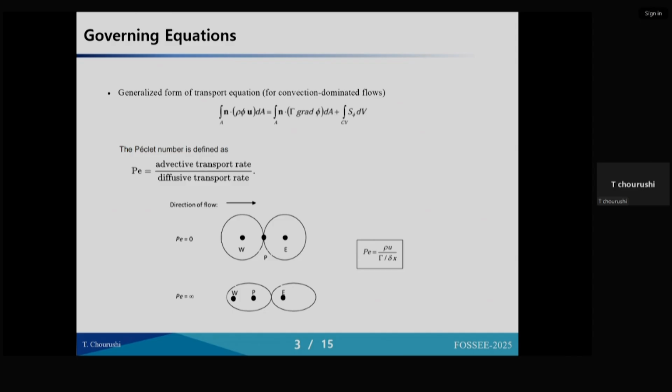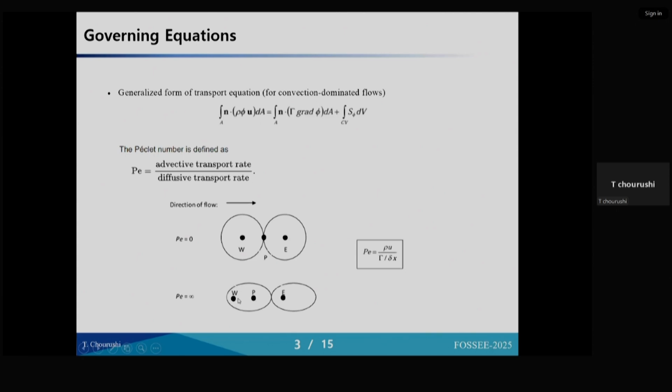And if my scheme is not proper, then what will happen at the east face? So here you can see there are denotations: W, P, and E, right? So these are the control volume grid points, W, P, and E. P represents the central grid point at which we are presently located. E represents the downwind side of the grid point, and W refers to the upwind side of the control volume grid point. Okay. So if my Peclet number is very high, you can see at the bottom we have the Peclet number going to infinity.